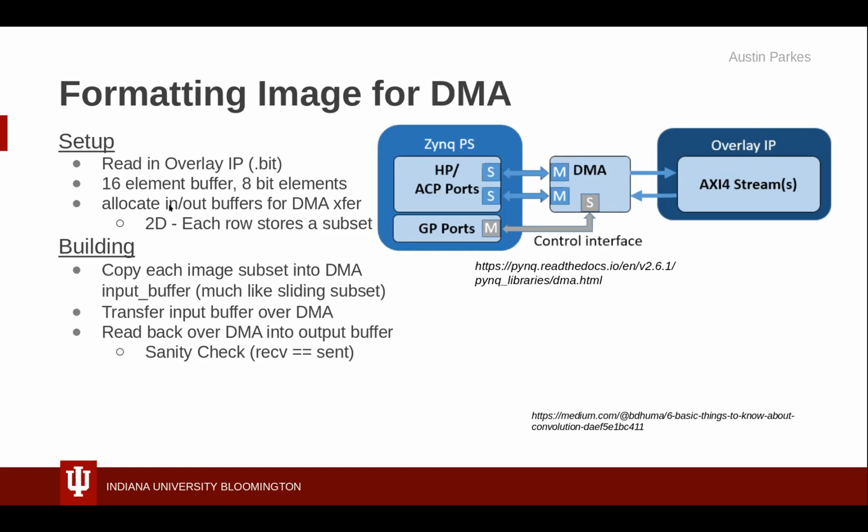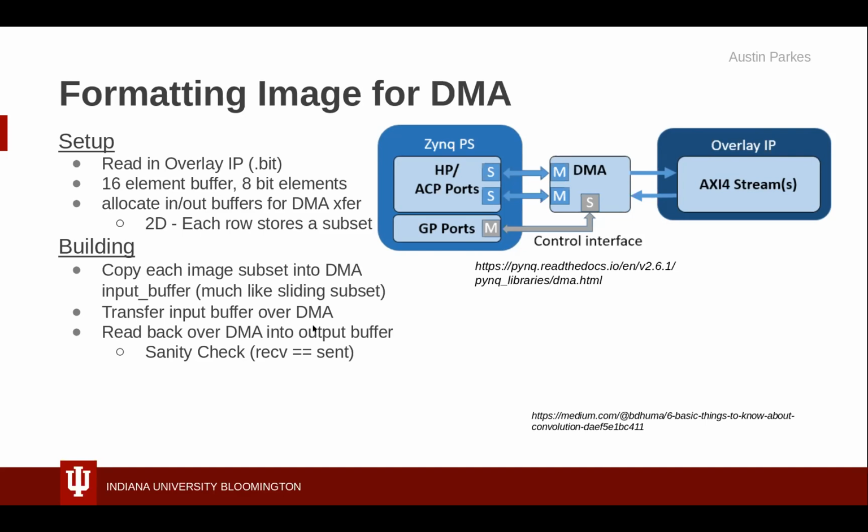The input buffer is so that we can actually transfer over DMA. And then the output buffer is to read back to ensure that it was actually transferred in the first place. Both of these buffers are 2-dimensional, so each row will store a subset from our image. If you remember the last slide, instead of doing kernels this time, we're just doing subsets from our image. So we have 3x3 subsets that we're going to be reading into our input buffer.